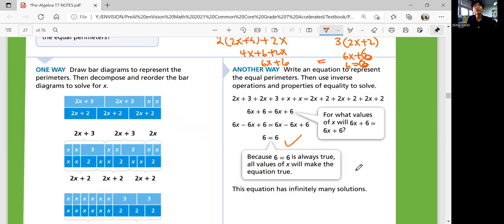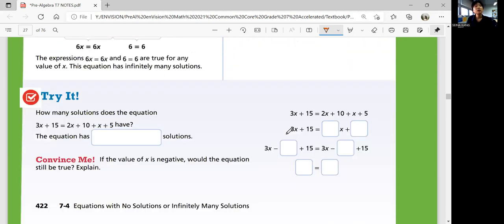So that means you have infinitely many solutions. Okay, so remember, if your equation has no variable at the end, and the equation makes sense and it's true, that means it works for all values of the variable. So it has infinitely many solutions. Okay. So let's see if you can try it. See if you have the same kind of solution.